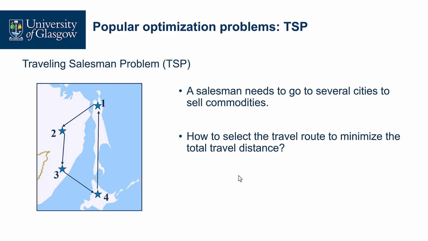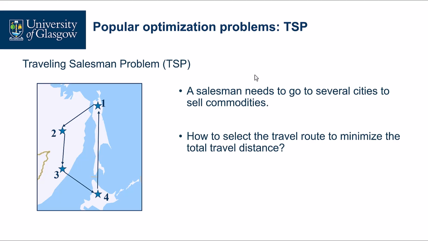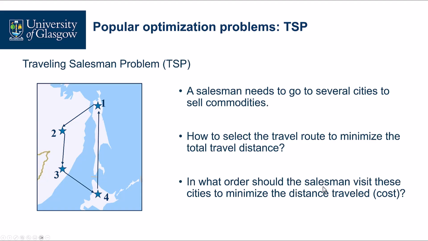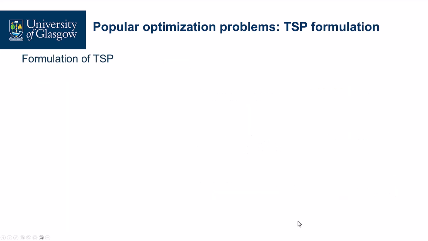The question is how to select the travel route to minimize the total travel distance, or in what order should the salesman visit the cities in order to minimize the total distance, and this translates to the cost, right? So this is an interesting problem. Now let's formulate it mathematically. To formulate an optimization problem, the first thing we need to understand is what can we control, right? So what is a candidate solution? How can we represent a candidate solution?